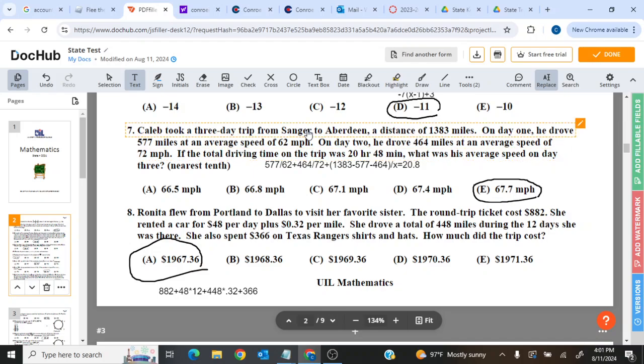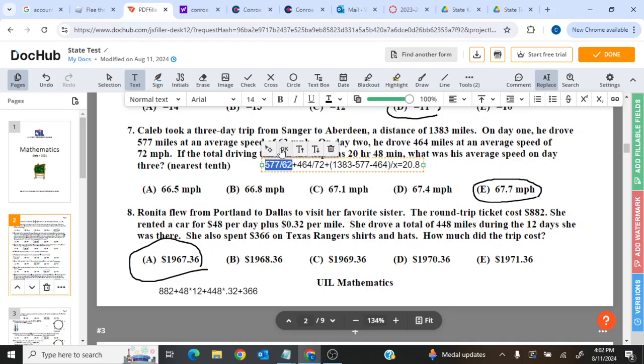Caleb took a 3-day trip, a distance of a bunch of miles. Day 1, he drove 577 miles at 62 miles per hour. Day 2, 464 miles at an average speed of 72 miles per hour. They spent a total of 20.8 hours on the trip. What's his average speed on day 3? Well, time is equivalent to distance over speed. So if we add up all the distances over speed, then we'll get the time of 20.8 hours.